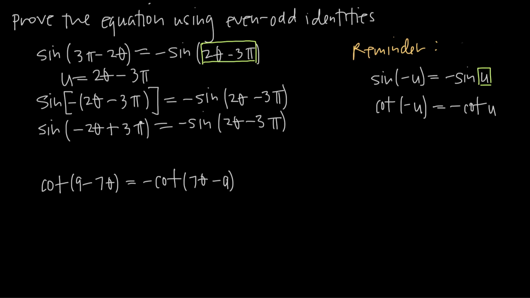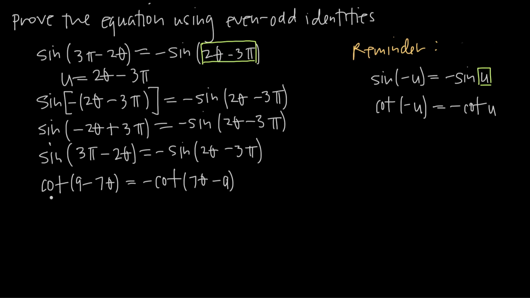And then if we flip around these two terms so that we're not leading with a negative sign, which is always ideal, we'll start with positive 3 pi, and then we have a negative 2 theta, so we'll say minus 2 theta is equal to negative sine of 2 theta minus 3 pi. And what you can see is that this equation here exactly matches the original equation we were given, so we've used the even-odd identity to prove that this equation is true.